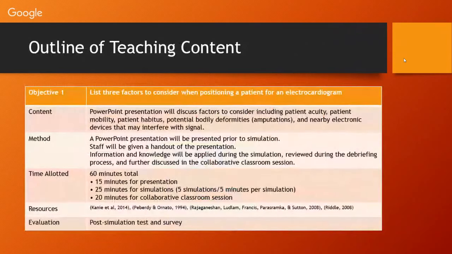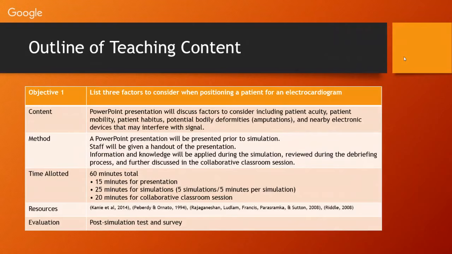The outline of the teaching content. Objective 1, which is to list 3 factors to consider when positioning a patient for an electrocardiogram. The content will be presented in a PowerPoint presentation that will discuss factors to consider, including patient acuity, patient mobility, patient habitus, and potential bodily deformities, as well as nearby electronic devices.